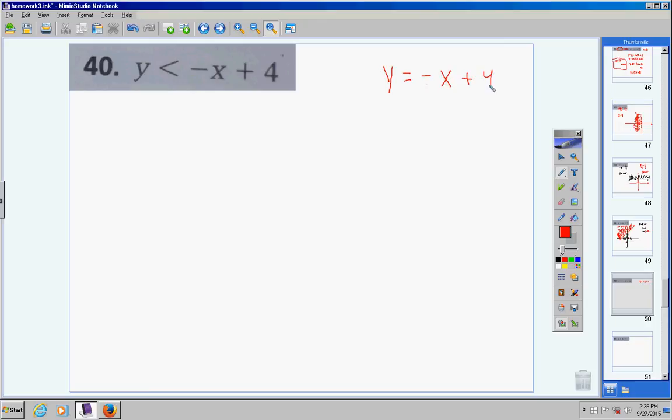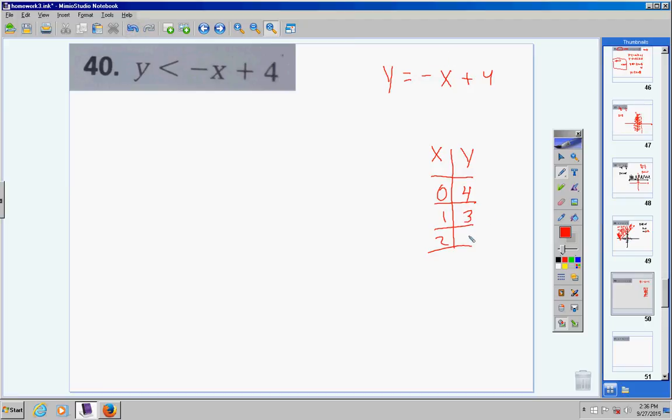Now because y is by itself on this problem, I'm going to very quickly just put numbers in for x. So I'm going to do this one a little differently just for the fun of it. I'm going to put in 0, 1, and 2. So if I put a 0 in for x, negative 0 is 0, 0 plus 4 is 4. So I put in the 0, I got out 4. Now let's put a 1 in for x. There's a negative sign here. So I have a negative 1. A negative 1 plus 4 is positive 3. So I'm going to put a positive 3 here.